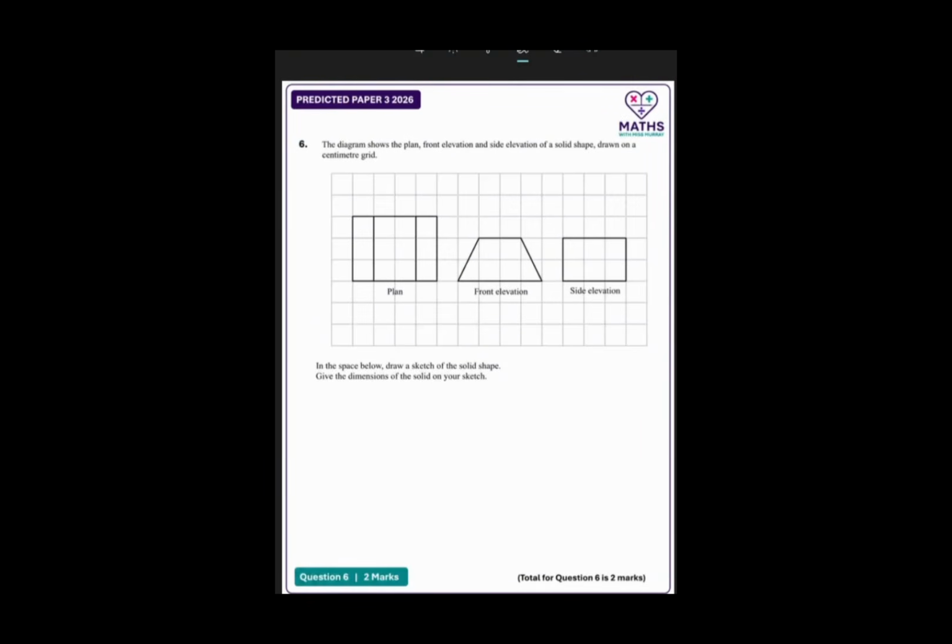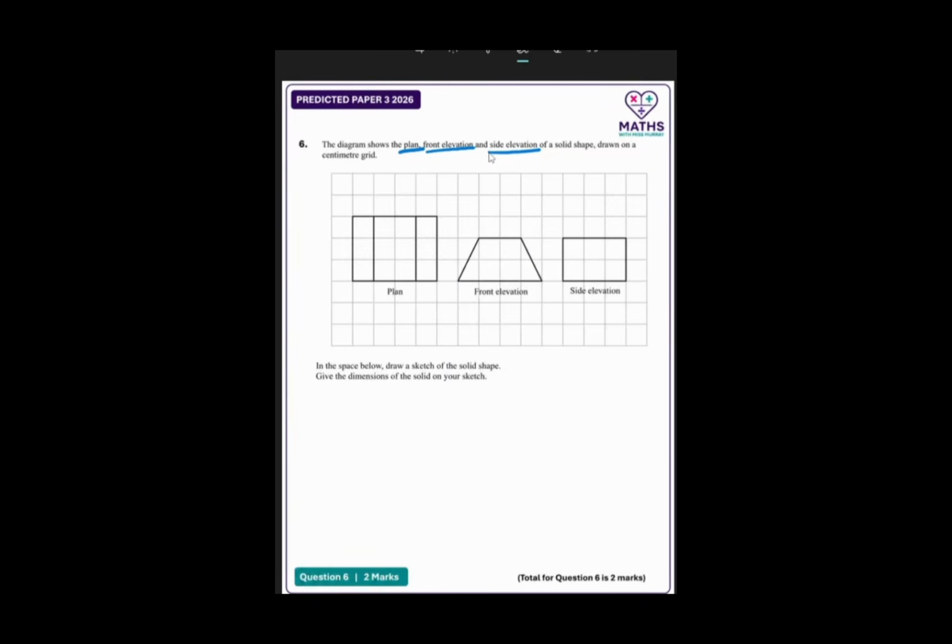Question 6. So the diagram shows the plan, front elevation and side elevation of a solid shape. Now this hasn't been on the paper for a while, which is why I put it on there, because they do often bring back things that haven't been on there for a while. And people often struggle with this one, which is why I chose to do a sketch, a diagram here, because this is one that often people get wrong if it comes up.